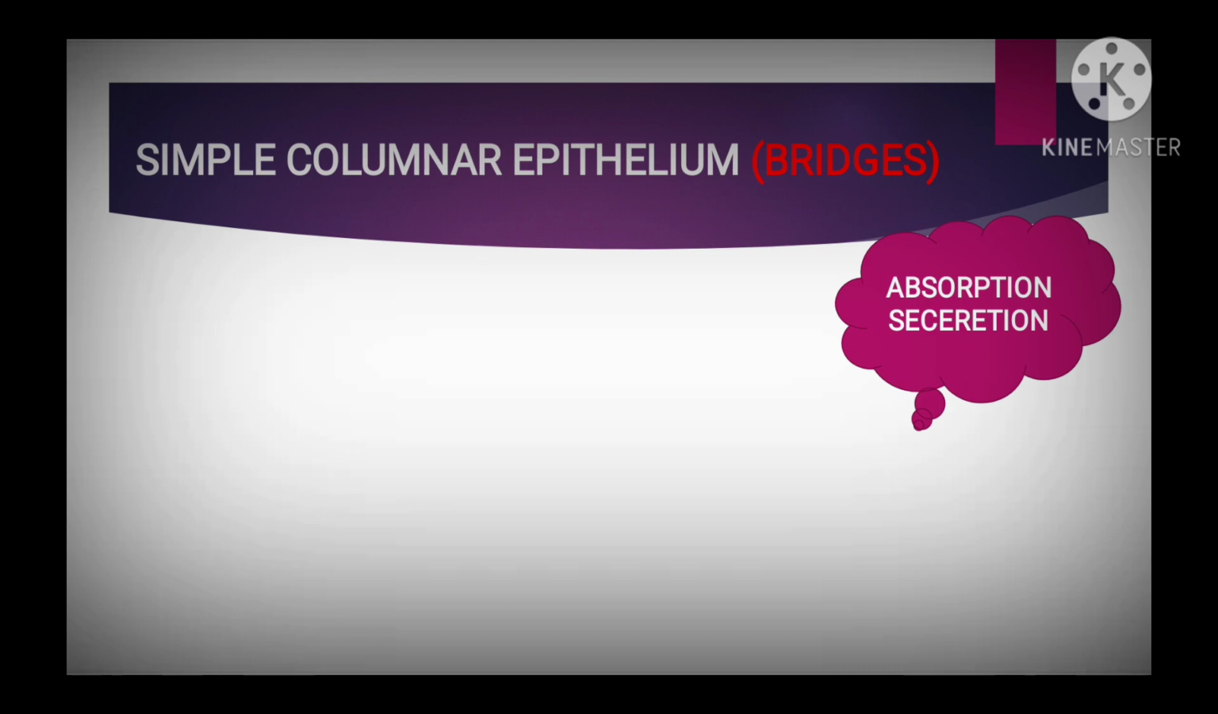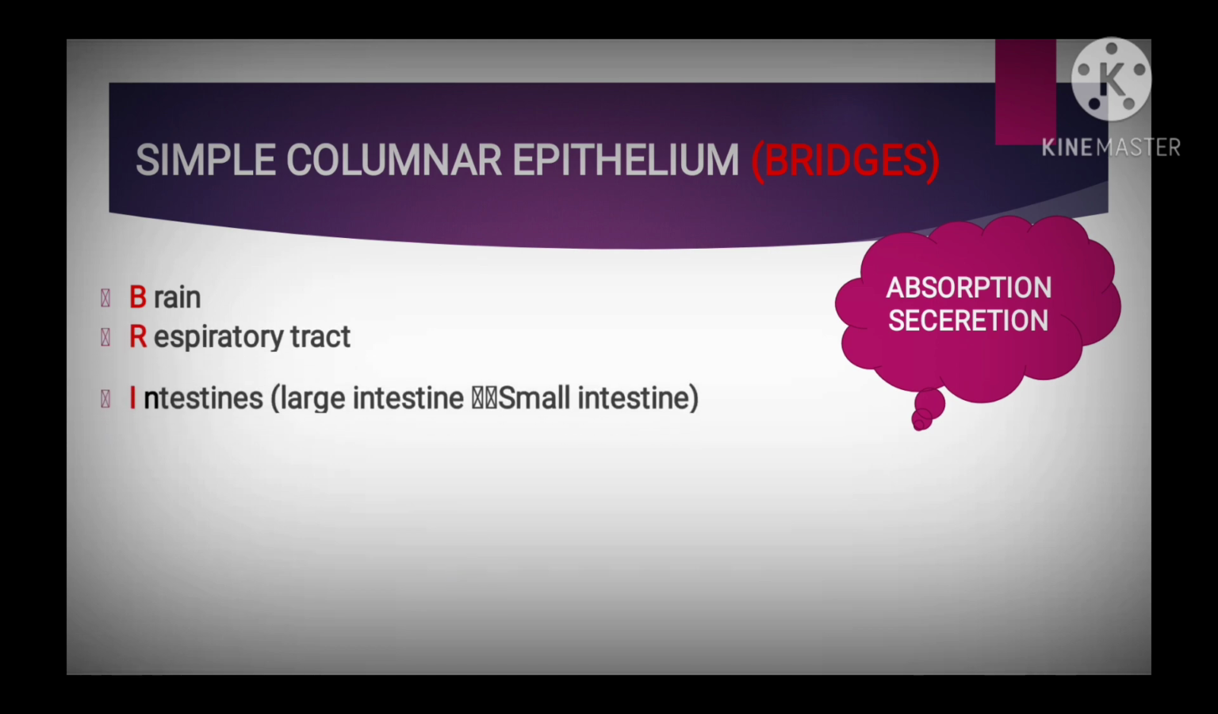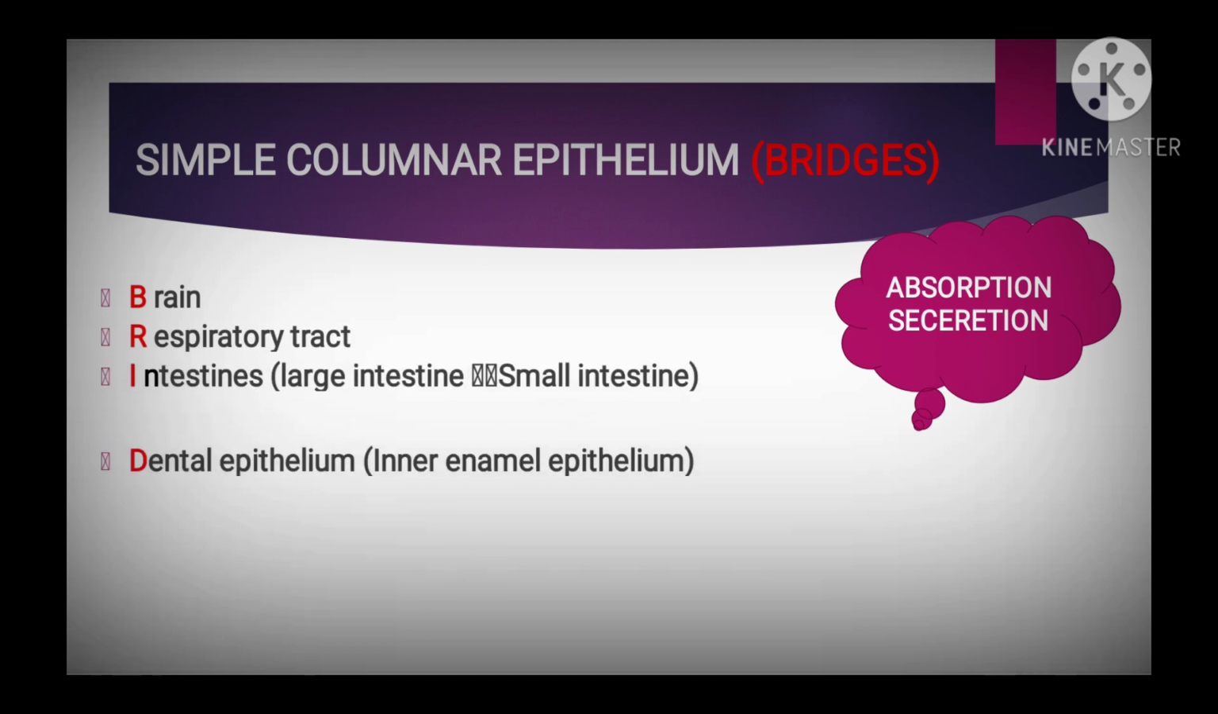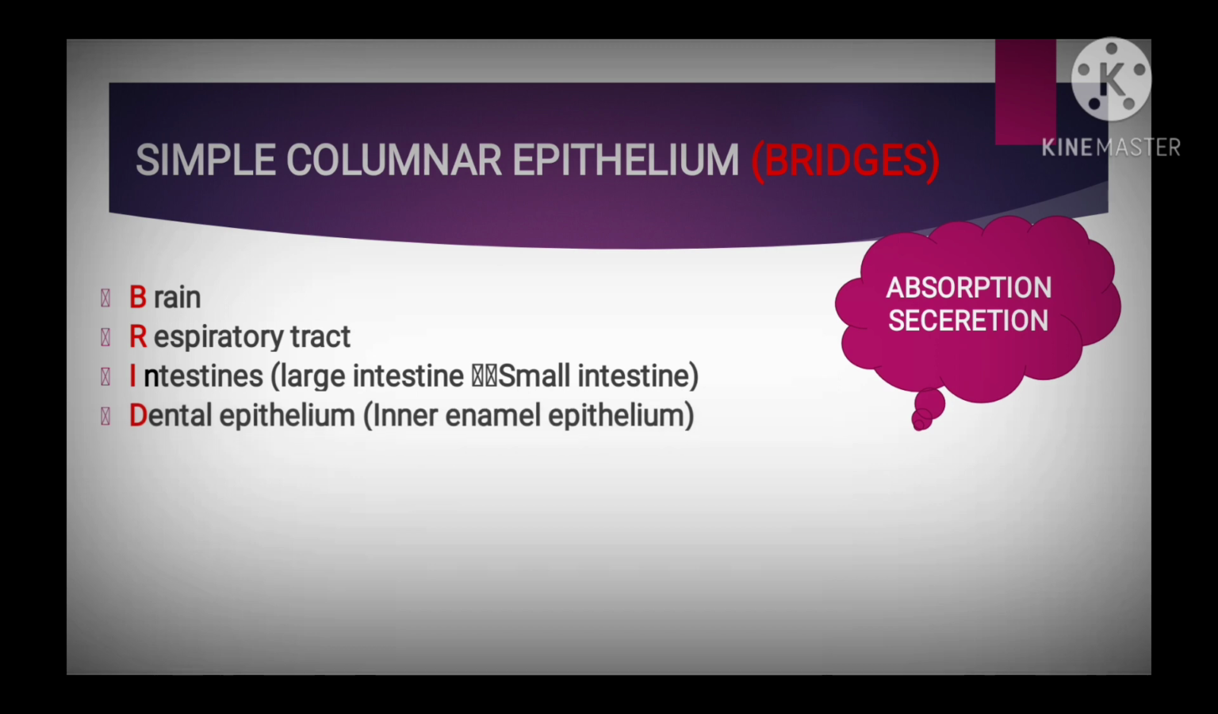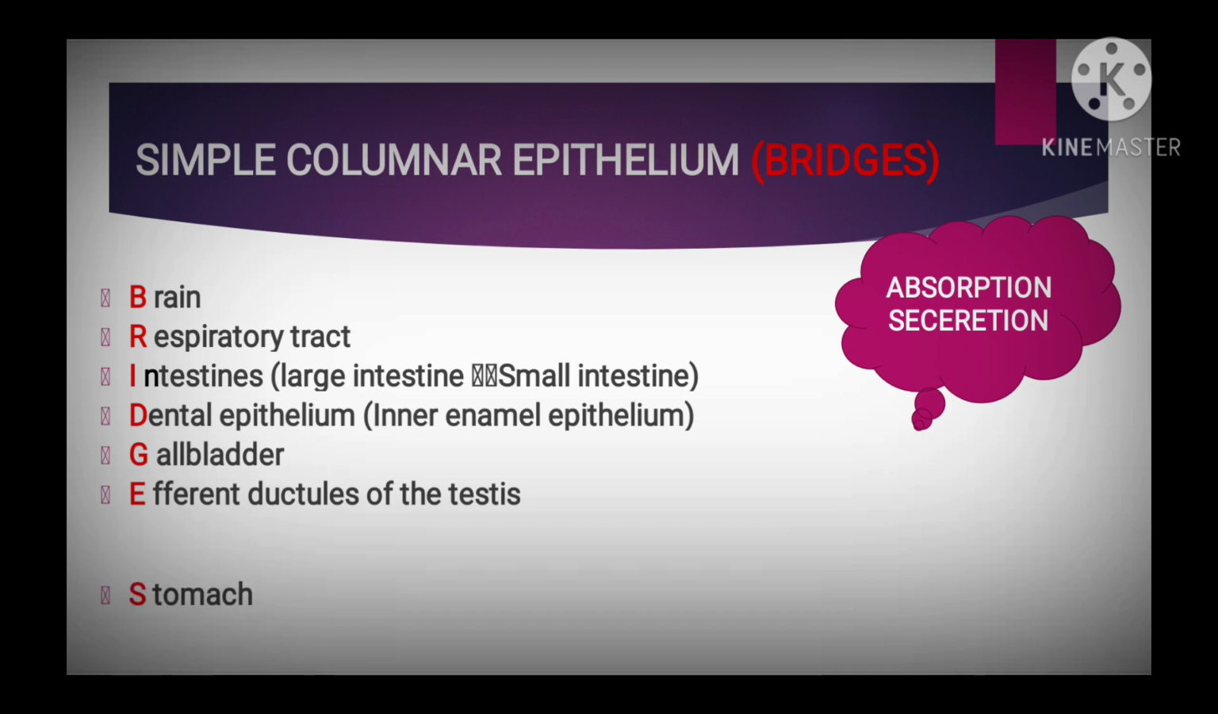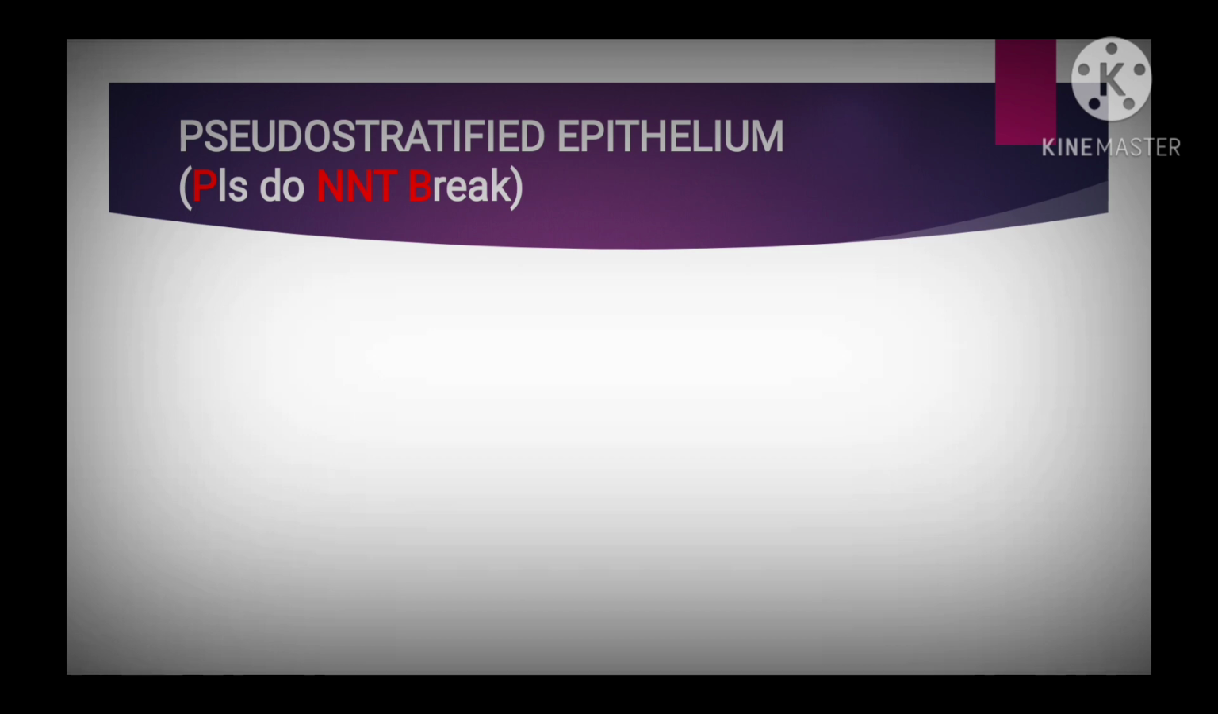The mnemonic for simple columnar epithelium is BRIDGES. We can also remember it this way, that columns and beams are used for making bridges. So B stands for brain, R stands for respiratory tract, I stands for intestines, D stands for dental epithelium, G stands for gallbladder, E stands for ductules of testes, and S stands for stomach.